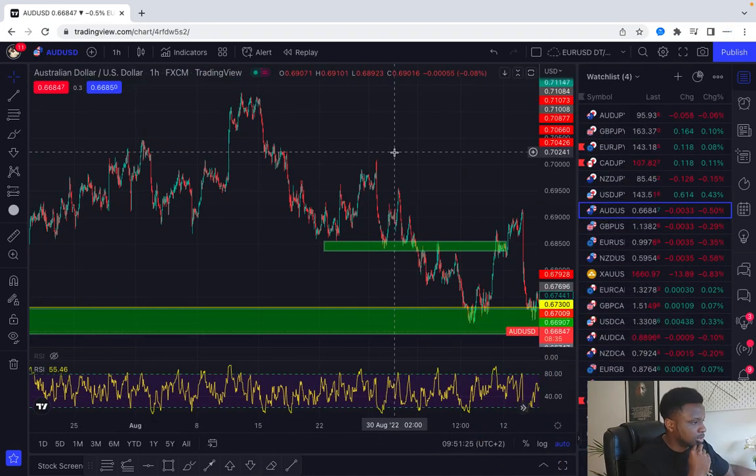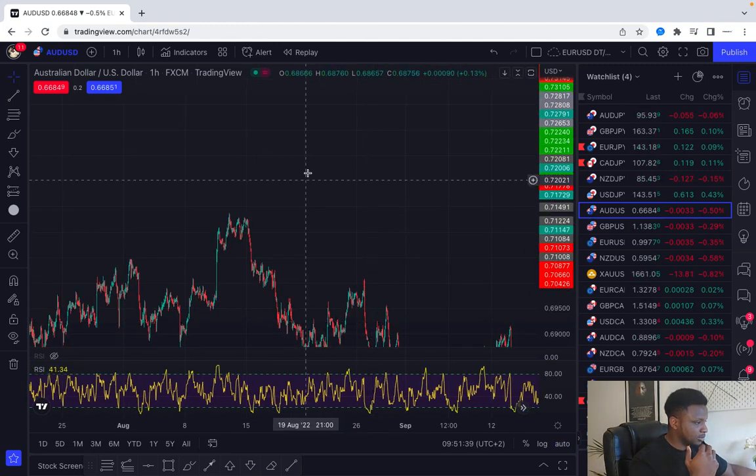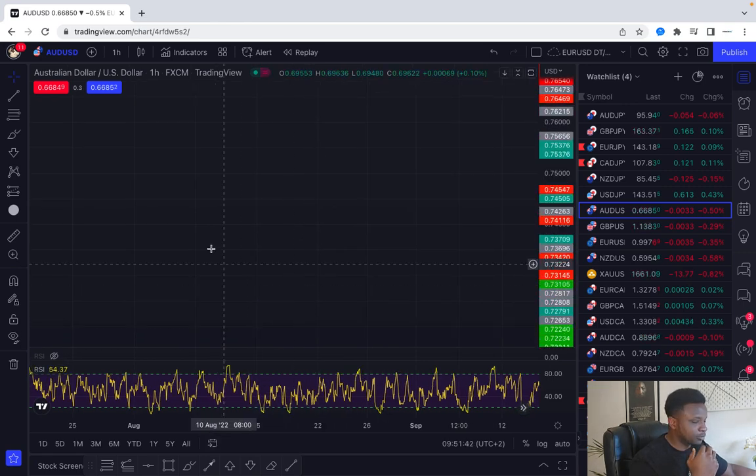Okay, so this is Aussie dollar, and I'm going to be showing you a very clean example of how the market moves and how to predict what the market is going to do, and be able to take advantage of it before that happens. Now, before I get into this example, let me just quickly review again how the market moves. Now, the market moves in three ways.